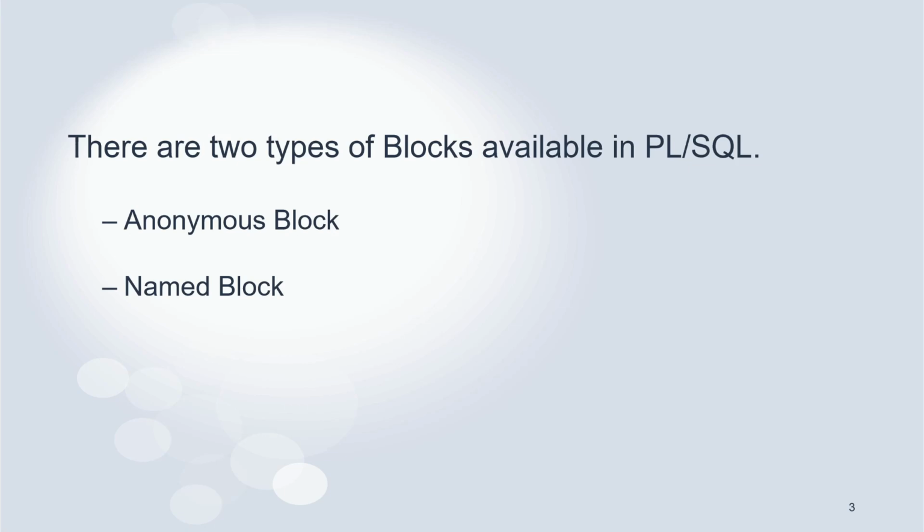Anonymous block is a block without a name. An anonymous block is not saved in the Oracle database server, so it is just for one-time use. However, PL/SQL anonymous block can be useful for testing purposes. And a named block is a block which has a name. Function and procedure are examples of a named block. A named block is stored in the Oracle database server and can be reused later.